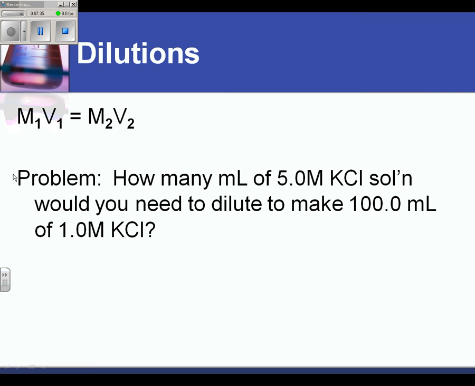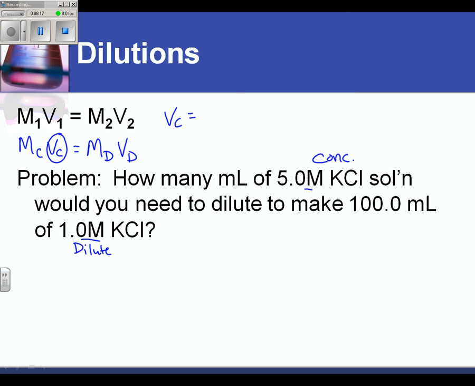This one has to deal with dilutions, M1V1 equals M2V2. I like to say MCVC equals MDVD. The C means concentrated and the D means dilute. So this one, how many milliliters of 5 molar potassium chloride solution would you need to dilute to make 100 milliliters of 1 molar KCl? This is my concentrated because its molarity is higher than this one. So this is my dilute. So I want to know how many milliliters of my concentrated. So I'm going to be looking for VC.